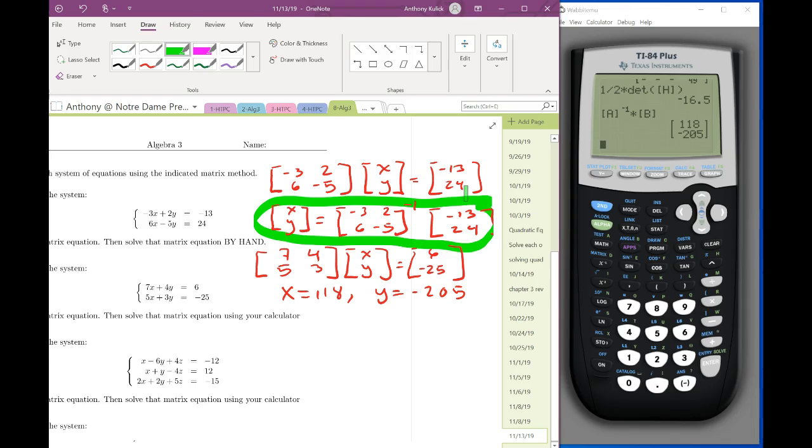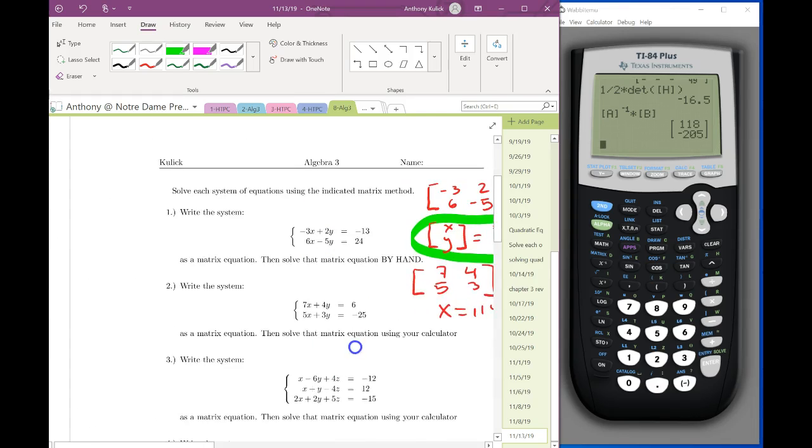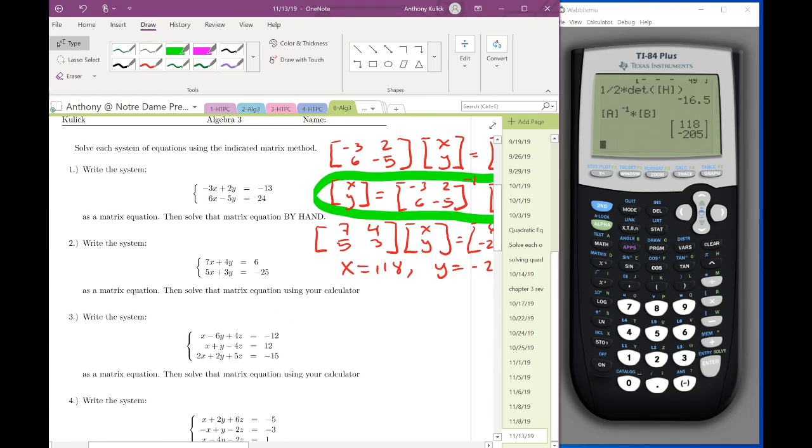So I just was following the directions because it said to write the matrix equation. Right? Write this as a matrix equation, and then solve it using your calculator. So that's all I did, was I just followed the directions that I gave in the problem. Does that feel okay? Yeah.